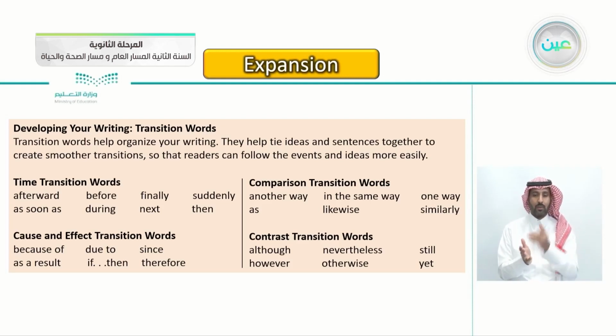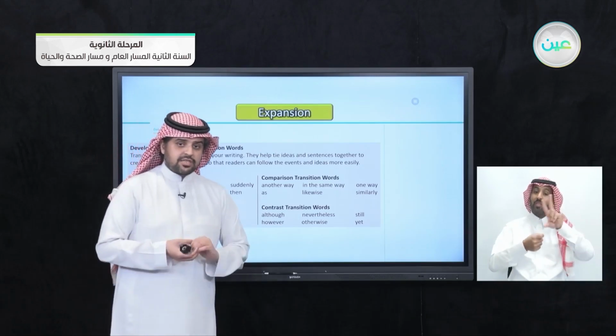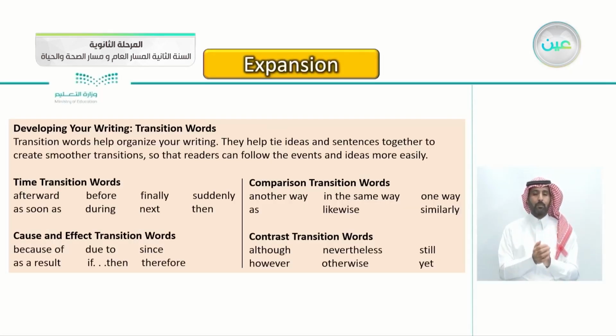Next here, comparison transition words. So transition words regarding comparison. Another way, in the same way, one way, as, likewise, similarly. So all of these transition words, words that connect ideas or connect sentences together, are regarding comparison. Maybe you have an idea about comparing two things, three things together. These are the transition words that you're going to use. Another way, in the same way, one way, as, likewise, and similarly.